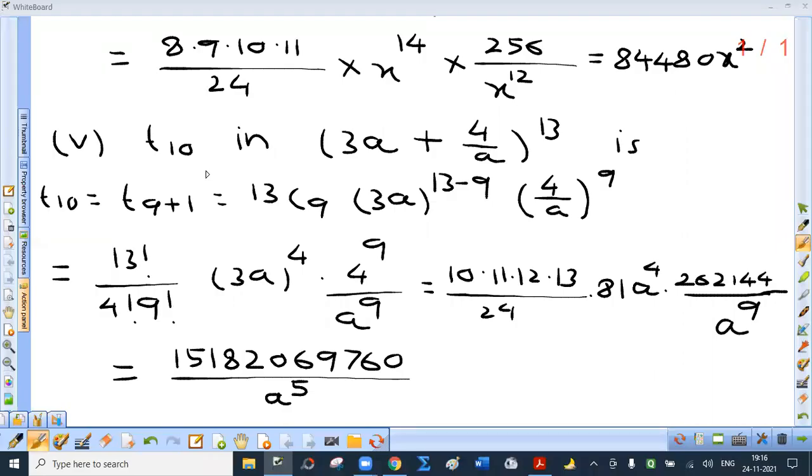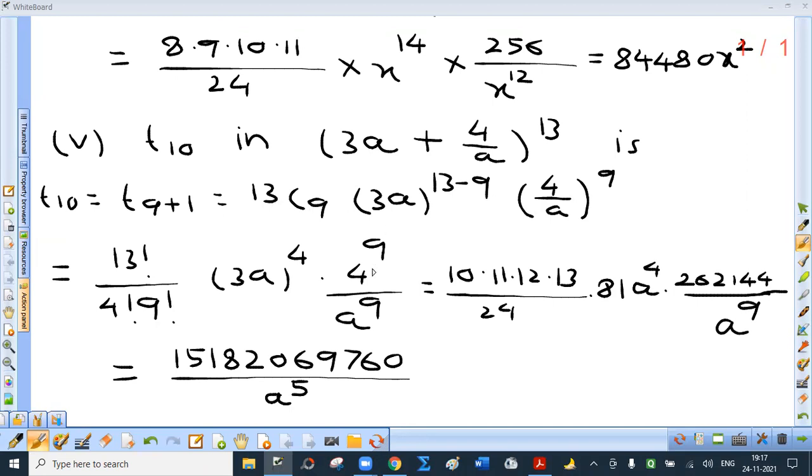Now, fifth one, we are asked to find the 10th term in the expansion of (3a plus 4 upon a) raised to 13. T10 is T(9 plus 1). Now, n, that is the index, is 13. First term 3a, second term 4 upon a. So, T10 is 13C9, (3a) raised to 13 minus 9, (4 upon a) raised to 9.